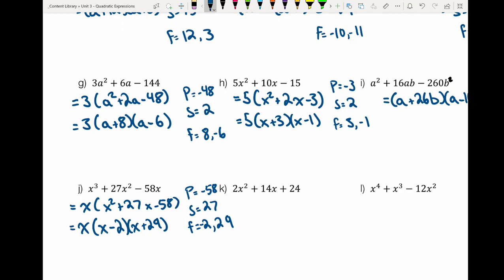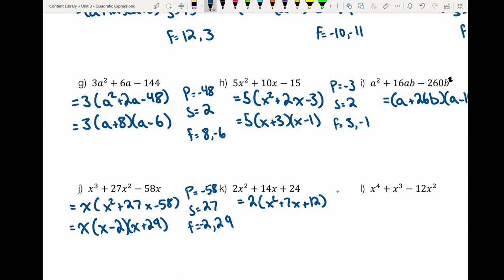For k, again, I have a coefficient on the x squared, or the number in front, so I have to common factor, or see if I can common factor. In this case, I can common factor a 2 out, so I get x squared plus 7x plus 12.